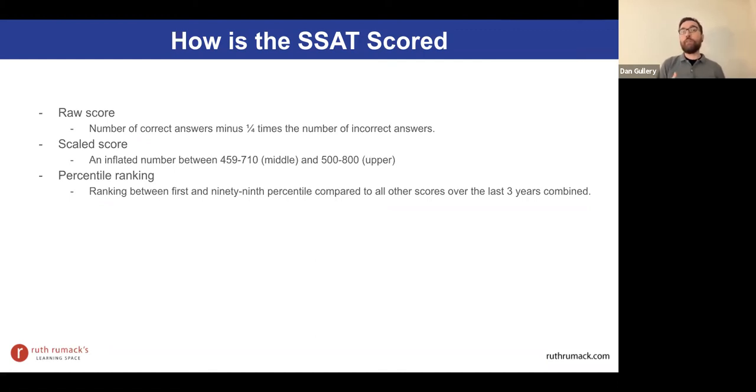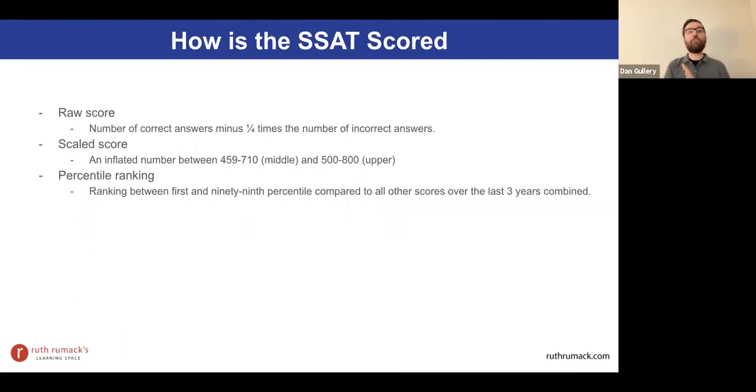From there, the raw score is converted to a scaled score, which is basically an inflated number like the SAT does, where they take your score and put it onto a chart between a certain range in the hundreds. So for middle level, it's between 459 to 710, which is kind of arbitrary. For the upper level, it's 500 to 800, which somehow makes a little bit more sense in the larger scheme of things, but still they're arbitrary numbers. Those numbers stay the same year after year. The score that you get is inflated to a scaled score.